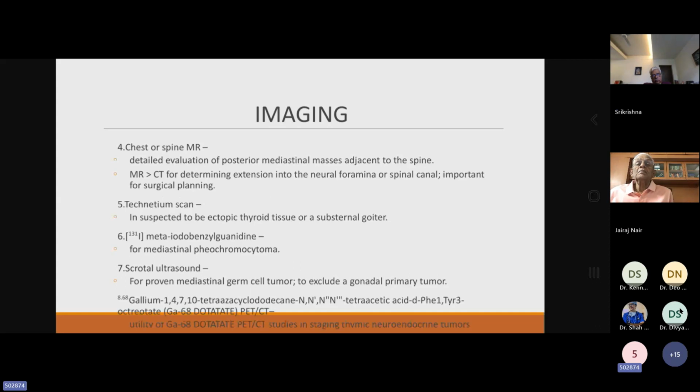Technetium scan is used in suspected ectopic thyroid tissue or substernal goiter. Iodine meta-iodobenzylguanidine scan is used for mediastinal pheochromocytoma, and scrotal ultrasound is used for mediastinal germ cell tumor to exclude the gonadal primary tumor. Gallium dotatate PET scan is used in thymic neuroendocrine tumors.